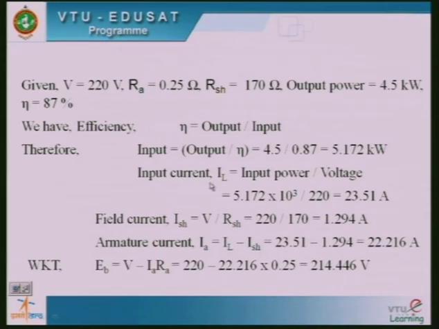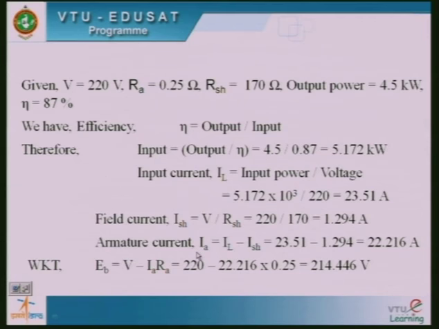So now you see, what is the input current? Input current IL is equal to input power divided by the voltage, and you are going to get the input current. Okay, it is 23.51 ampere. Then we have the equation for field current, ISH is equal to V divided by RSH. V is 220 volt divided by 170, and we are getting 1.294 ampere.